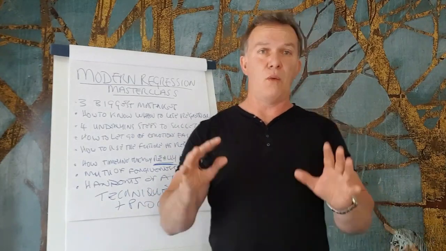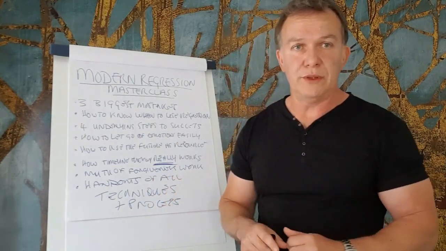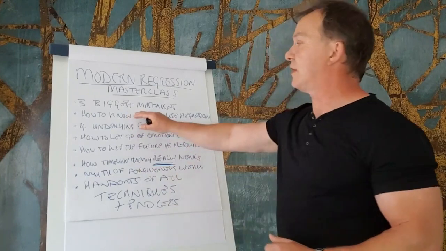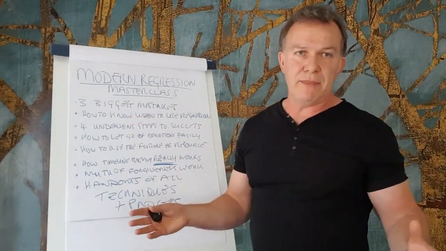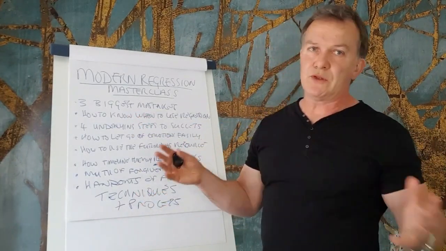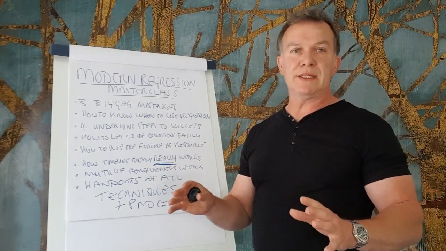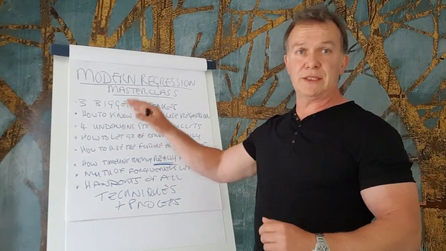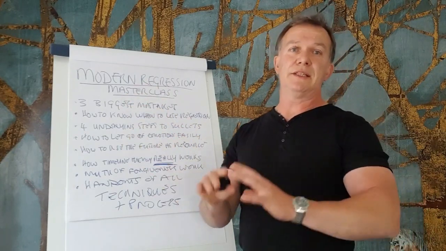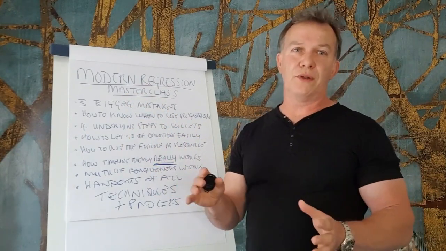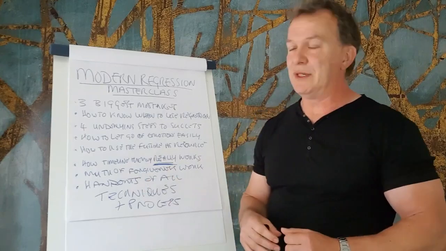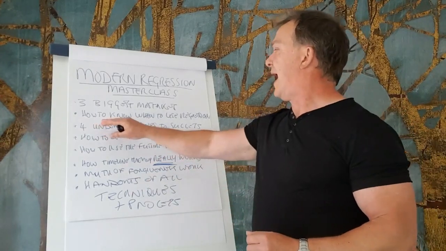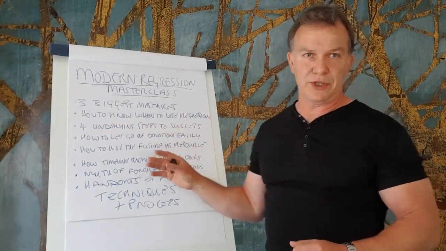So let's look at what we're going to cover on this webinar. First of all, I'm going to look at the 3 biggest mistakes that people make when they're doing age regression. You'd be surprised. So many people make these mistakes and they often end up shooting themselves in the foot. Now, just learning these 3 things is going to be worth far more than the webinar that we're going to be charging.